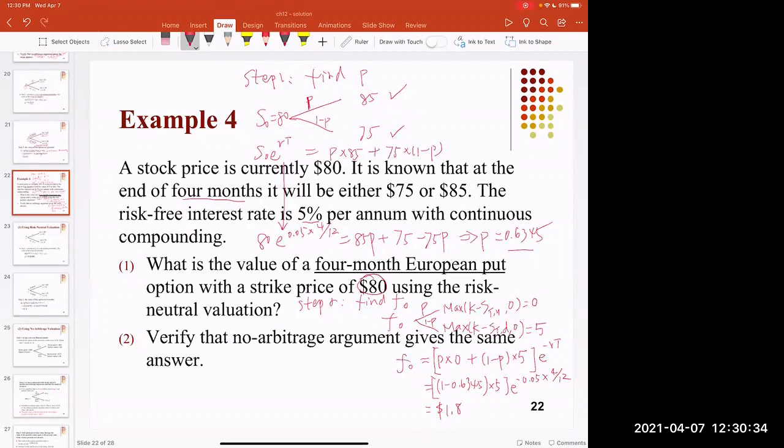So you can see this is the approach we talk about today, and we just need 2 steps, right? First step, based on the stock binomial tree, we find out the risk neutral probability. And step 2, we need to find the option value, or say option price, based on the binomial tree for options. Okay, any question?